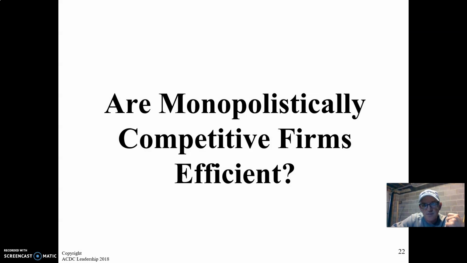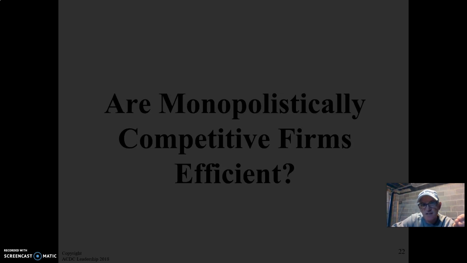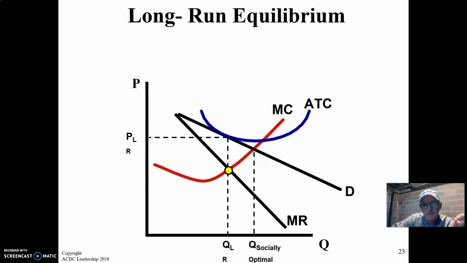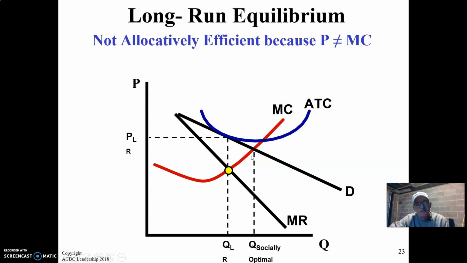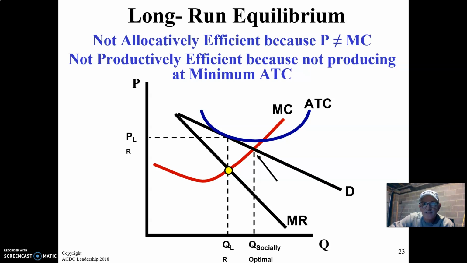Okay, so are monopolistically competitive firms efficient? Well, let's take a look. This is where they would produce in the long run, right? Is it the amount that society wants? Certainly not, because society wants more. So it's not allocatively efficient, right? How about productively efficient? No, because it's not producing at the minimum ATC either.